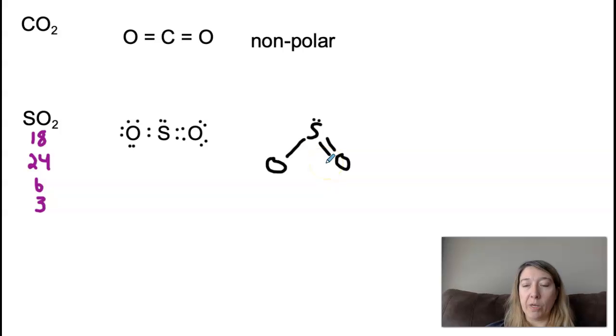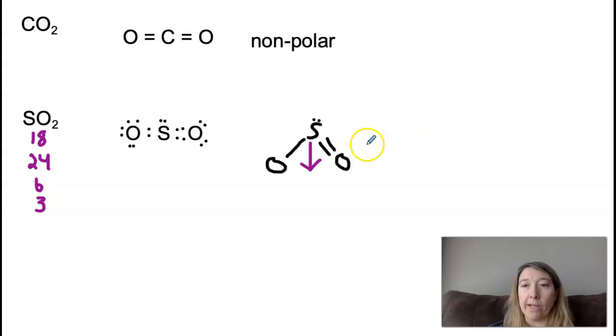To make that decision, we have to look at the electronegativity of S and O. Whichever one is higher is where it's going to be drawn towards. So when we look at our periodic table and we look at those electronegativity numbers, it's the O that is going to be higher, which means the pull for electrons is going to be this way.